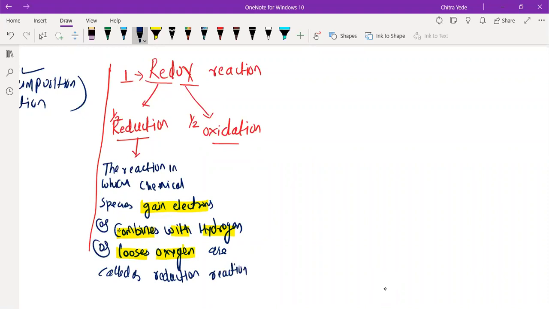Okay, now we'll discuss the oxidation reaction. Sir, I have a question. Yes. How can reduction and oxidation both take place simultaneously? Yes, they take place simultaneously. If one species gains electrons, another loses them. How can you lose oxygen and lose hydrogen? Okay, we'll discuss that with the help of an example also.